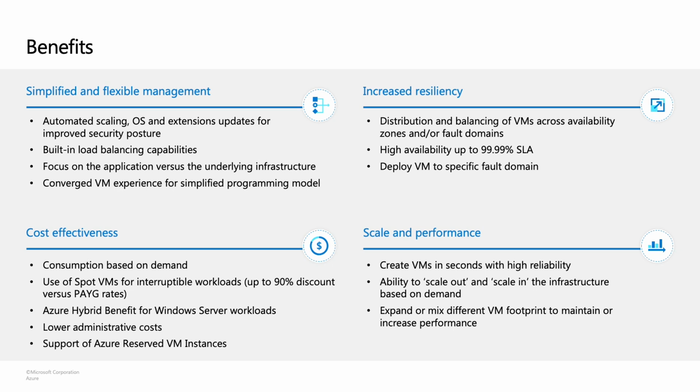With VMSS, the name is scale. So let's talk about scale and performance for a little bit. With VMSS and auto scale and also initial creates, you can create VMs in seconds, and you can create hundreds of VMs in minutes to serve the needs of your customer. With auto scale, you can scale in and scale out, and you can also mix and match the VMs to increase the performance. I'll touch upon that a little later in my talk on how you can do that.